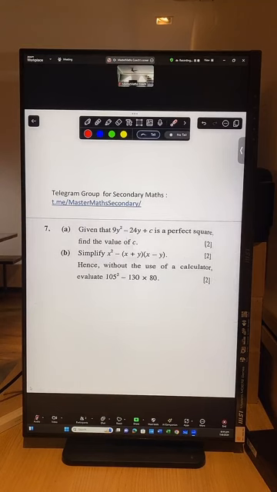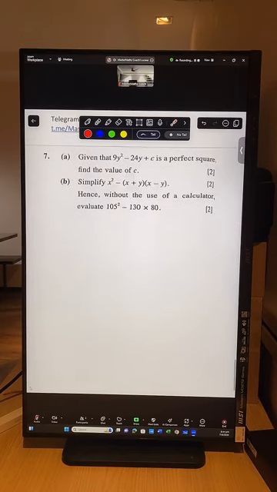Okay, so let's see how many people are still with me. I've got 3 people on TikTok and 3 people on Instagram. Alright, now I've got 2 people on Instagram. Okay, we're losing people.